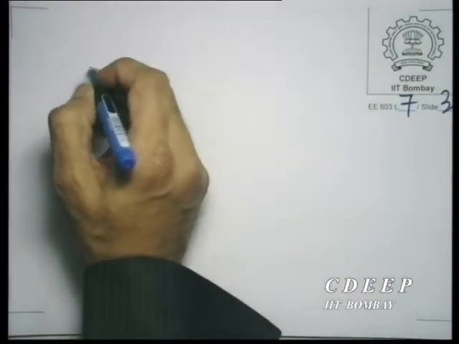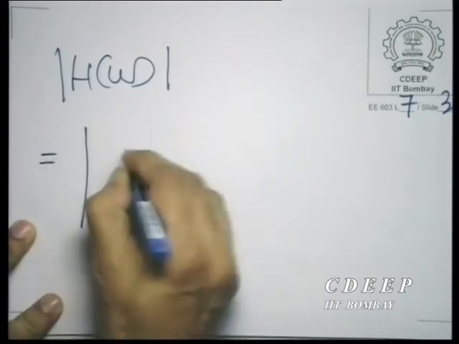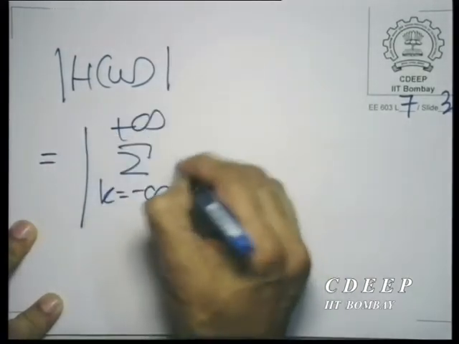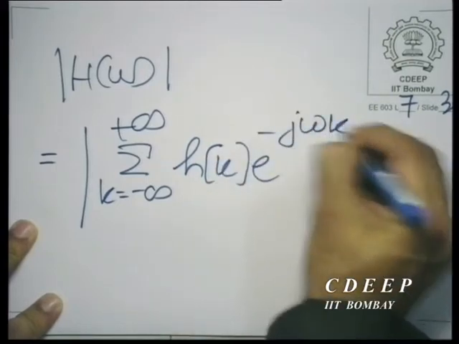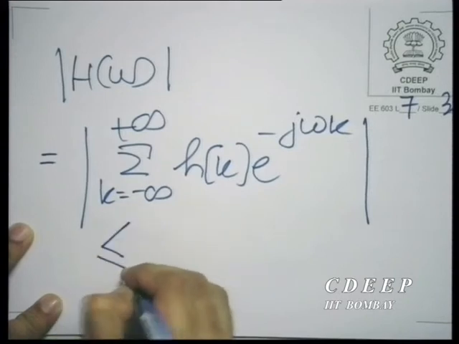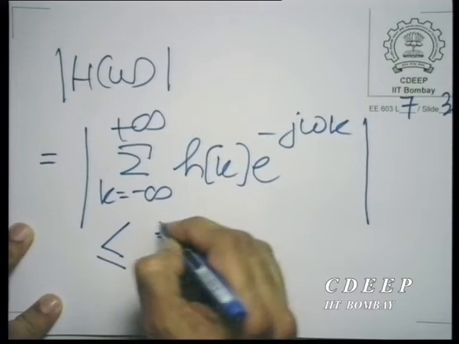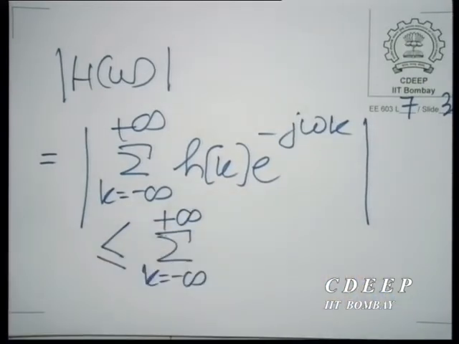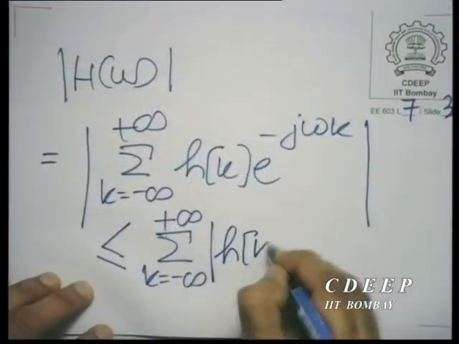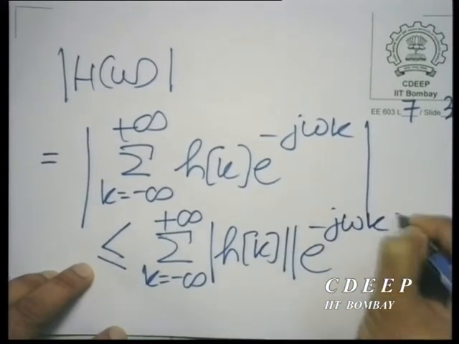Now, to check convergence, let us explore the expression itself. In fact, convergence ultimately has to do with the magnitude. The phase is irrelevant. So, let us look at the magnitude of H of omega. The magnitude of H of omega is obviously the magnitude of the sum of h[k] e raised to the power minus j omega k. And this is obviously less than or equal to the sum of the magnitudes. That is, the modulus of a plus b is always less than or equal to the modulus of a plus the modulus of b. And you can keep extending this to an infinite summation. So, this is less than or equal to the sum of the modulus of h[k] times the modulus of e raised to the power minus j omega k.